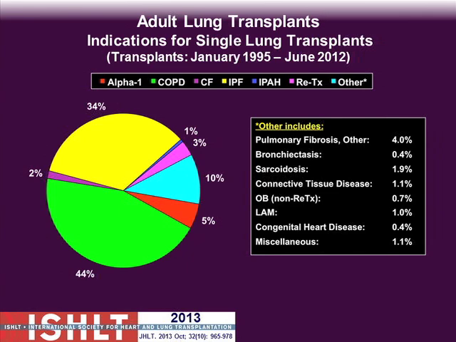Now, the two leading indications, as shown in this slide, for transplantation worldwide are COPD, followed by IPF. COPD in this pie chart is 44% of all single lung transplants, followed by IPF, which accounts for about 34% of all single lung transplants. The number of transplants for IPF, like in our patient that was presented, has been steadily increasing. And in fact, IPF is the leading indication for lung transplantation in the United States.